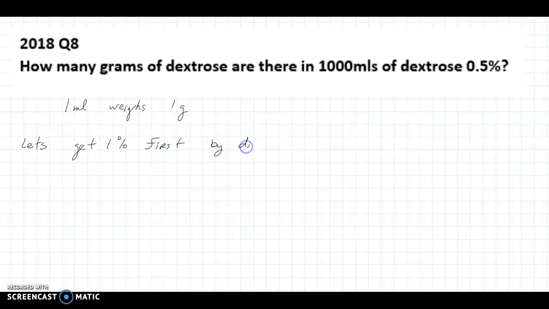by dividing 1,000 mils by 100. Right? So 1,000 divided by 100. Cancel up and below by 10. Cancel again by 10. And we're left with 10. Right? So 1% equals 10 mils.